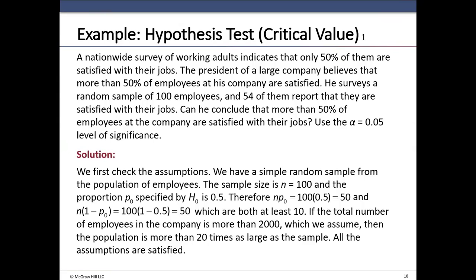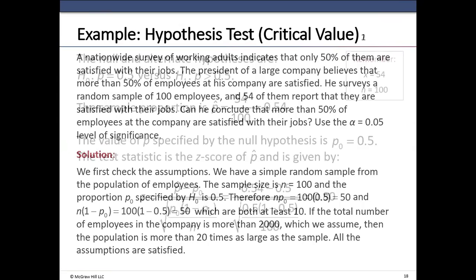Okay, now we have to do the test with the critical value method. It's a right tail test because the person wants to conclude that more than 50% are satisfied. So the null hypothesis is H0: p equal to 0.5. Alternate is H1: p greater than 0.5. So let's calculate the test statistic. And you know the critical value for alpha equal to 0.05, we already did it, is 1.645.